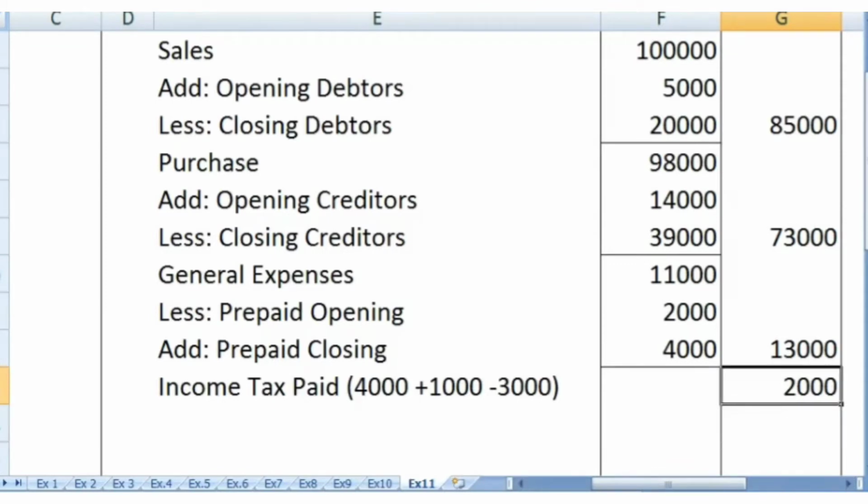Okay, then after that dividend is given, but mind well, dividend is shown under the head of financing activity, and that's why dividend is not considered here.